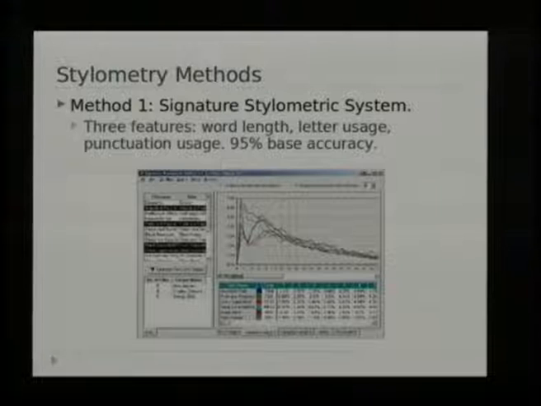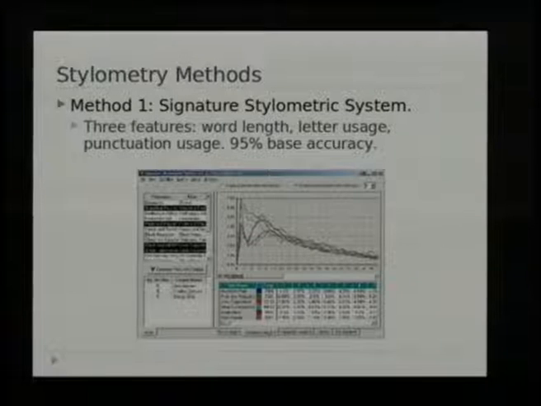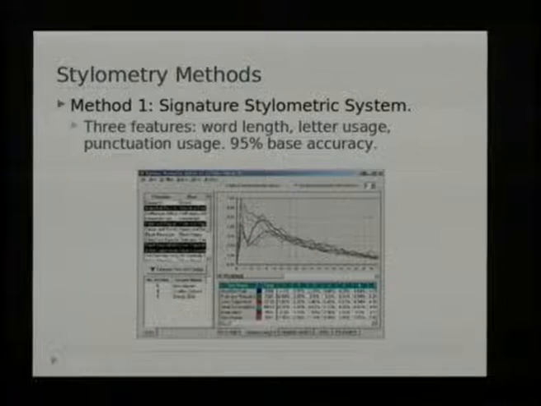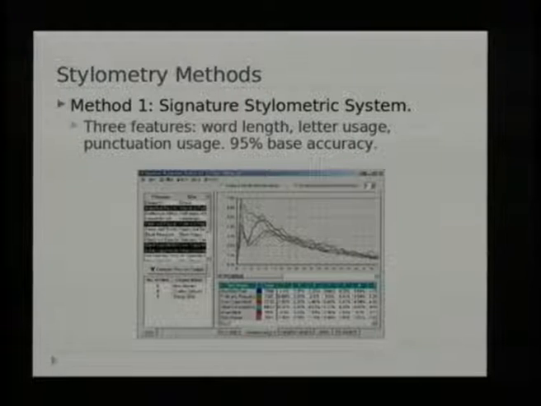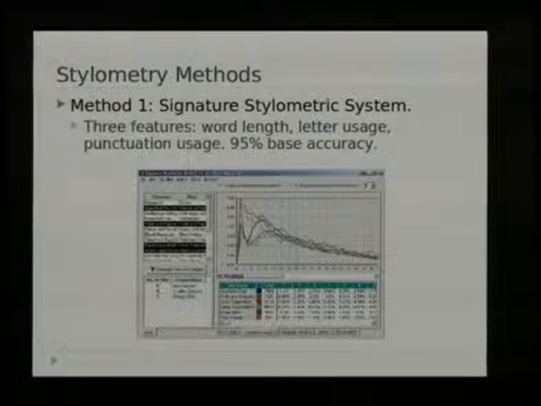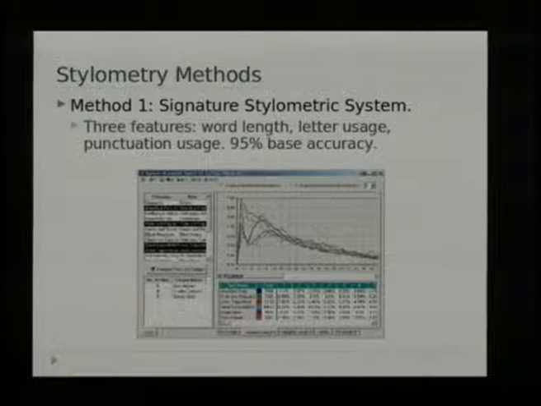The first method we use is actually just an out-of-the-box stylometry method called signature. It only used 3 features: word length, letter usage, and punctuation usage. I guess you could say that the letter usage feature is actually 26 features because it used all 26 letters in the alphabet, but for the sake of argument, we'll say it's just the 3 features. And we had about 95% base accuracy in looking at the untampered data, so it was a very effective method.